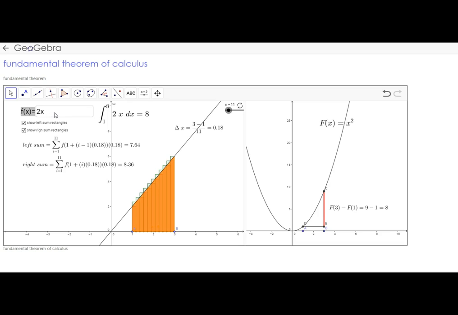Now, over here on the left-hand side, function f(x) equals 2x. That's the curve that we're finding the area of, the area between the x-axis and the function line. In this particular case, I've already set it up. It's between the points 1 and 3.